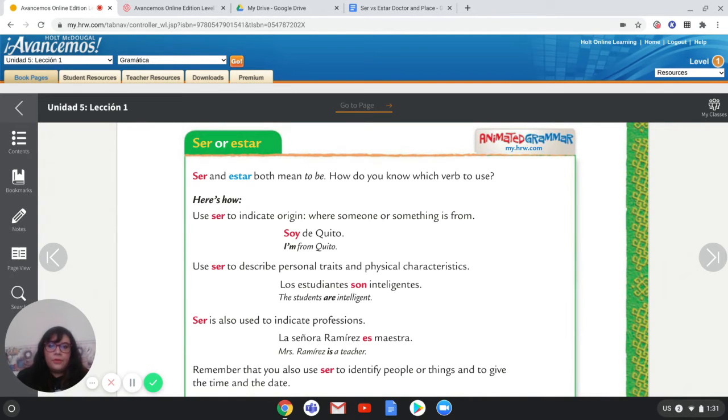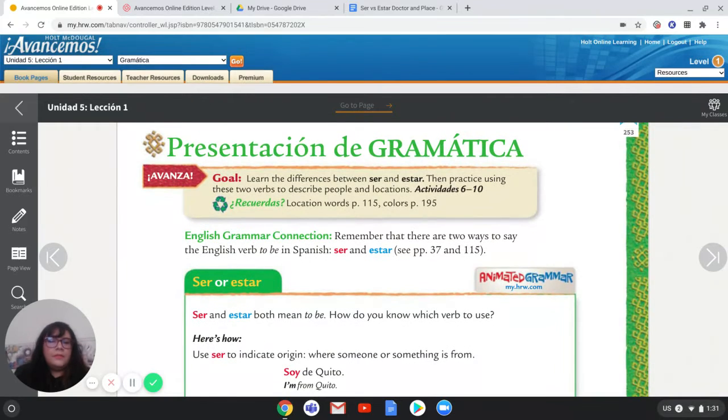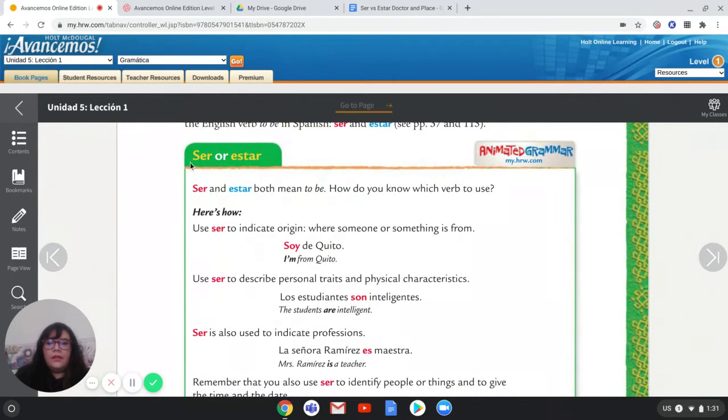So I'm going to go through what the book says first, then I'm going to show you guys another more specific way to help you figure out which one I should be using in this situation. So this is on page 253. It's the presentación de gramática, specifically on ser or estar. Which one am I going to use? So ser and estar both mean to be. How do you know which one to use? Yes, estar is technically blue here, but we've had this verb for forever. It's just that they're using red for ser and blue for estar, but they're both technically old verbs.